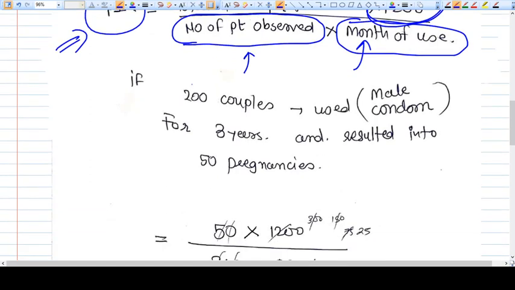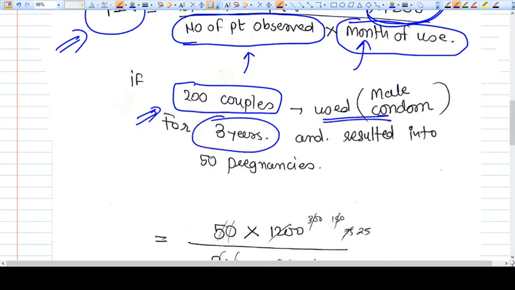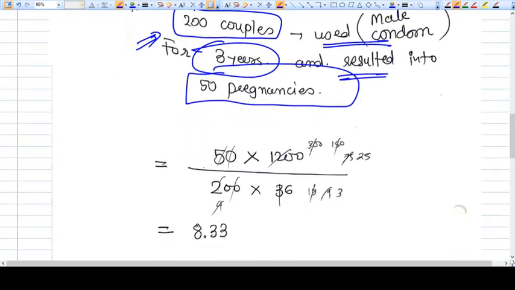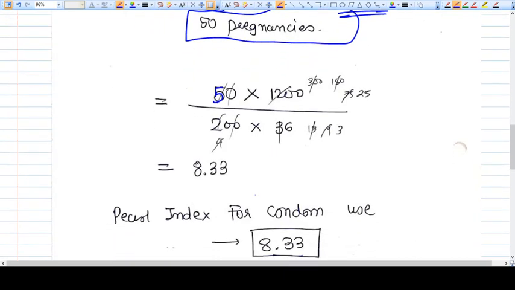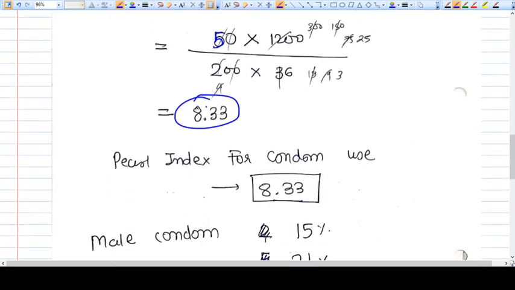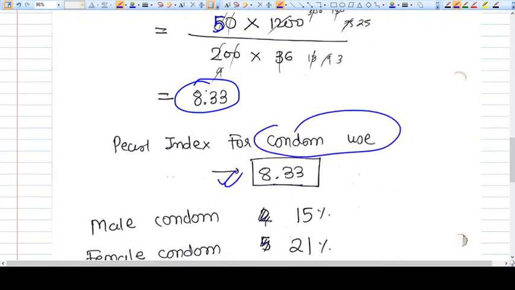Okay, so for another example, I give 200 couples male condoms to use for 3 years, and it resulted in 50 accidental pregnancies. So this is the formula: 50 into 1200 divided by 200 into 36. This will come as 8.33. So the Pearl index of condom use is 8.33. Okay, this is how we measure the effectiveness of any contraceptive method.